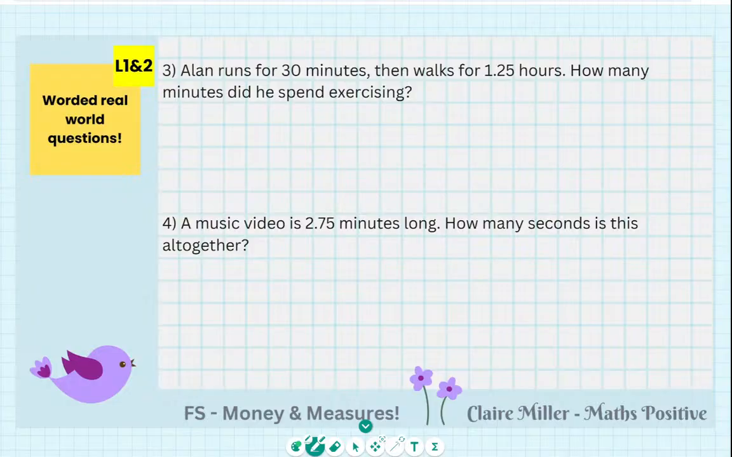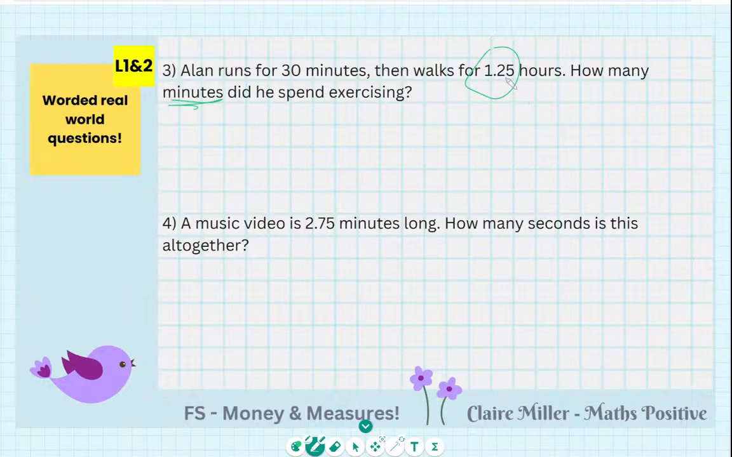Alan runs for 30 minutes and then walks for 1.25 hours. How many minutes did he spend exercising? So as long as we're assuming that the walking and the running are both counted as exercising, I think they are. So we've got 30 minutes. Oh, and they're wanting it in minutes. So because this is completely in hours, I'm going to be starting to think about how I could convert all of this into minutes. So we've got 30 minutes that he ran for, and we've got 1.25 hours that he walked for. So what is that? How can I interpret that in minutes?